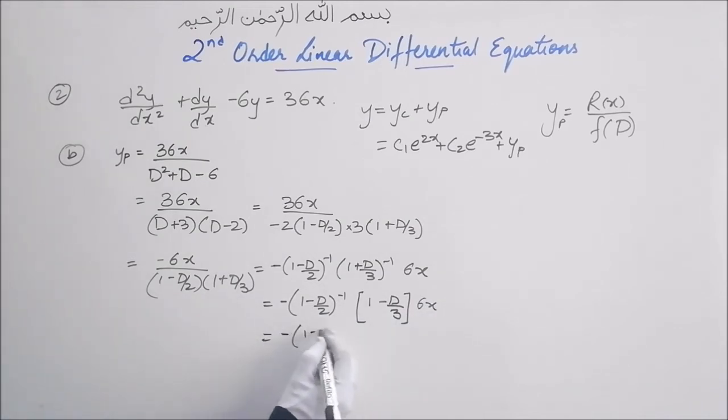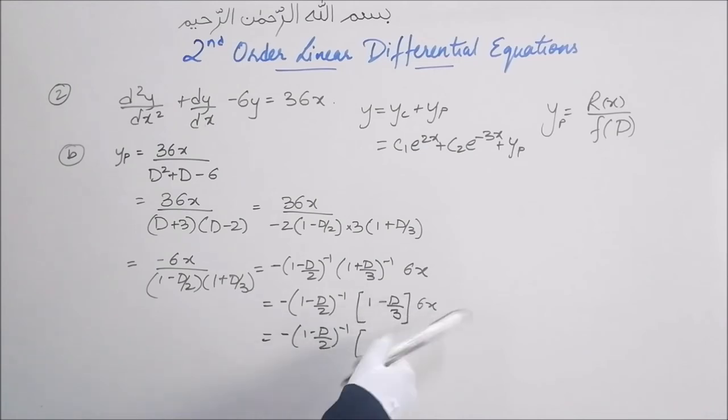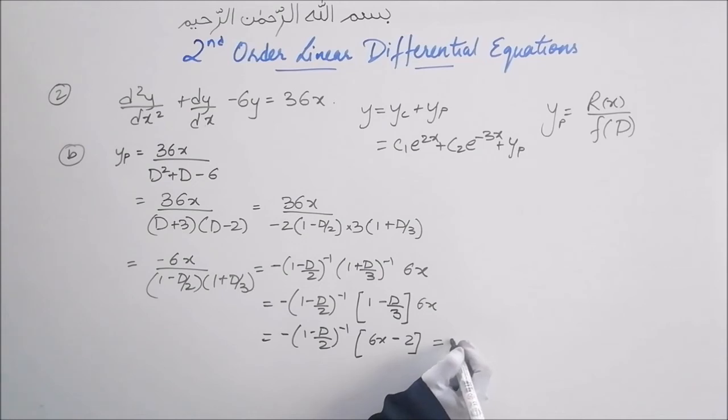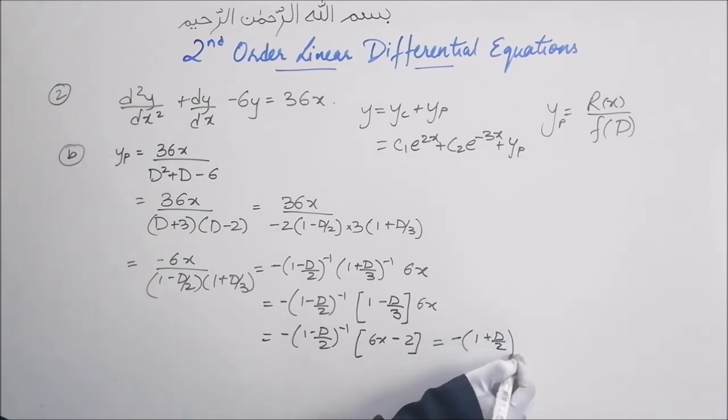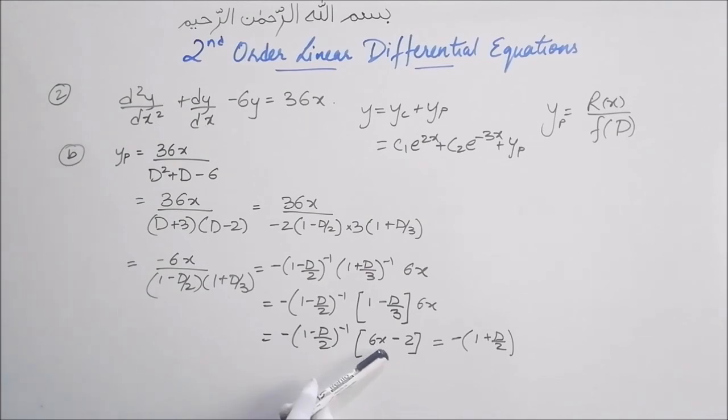We'll have (1 - D/2)^-1. This can be written as 1 into 6x, which is 6x, minus D, which is nothing but d/dx. So d/dx of 6x will be equal to 2. Now we will expand this. So we'll have (1 + D/2). Again we have to expand only up to the order of the polynomial, because obviously the other terms will become 0.